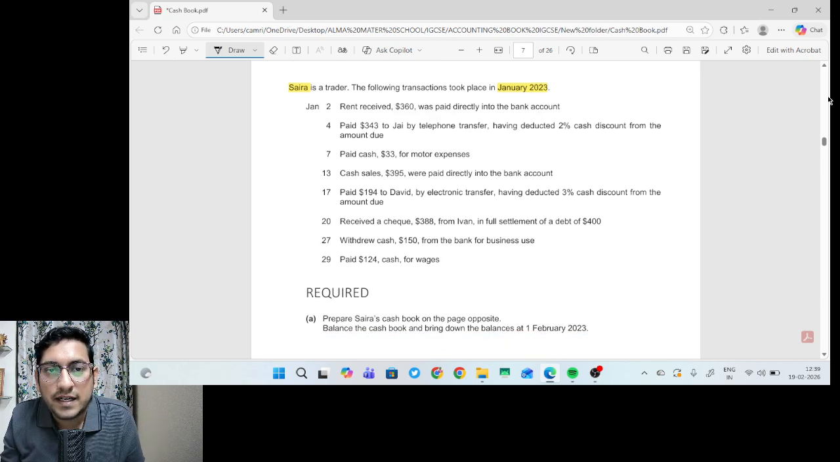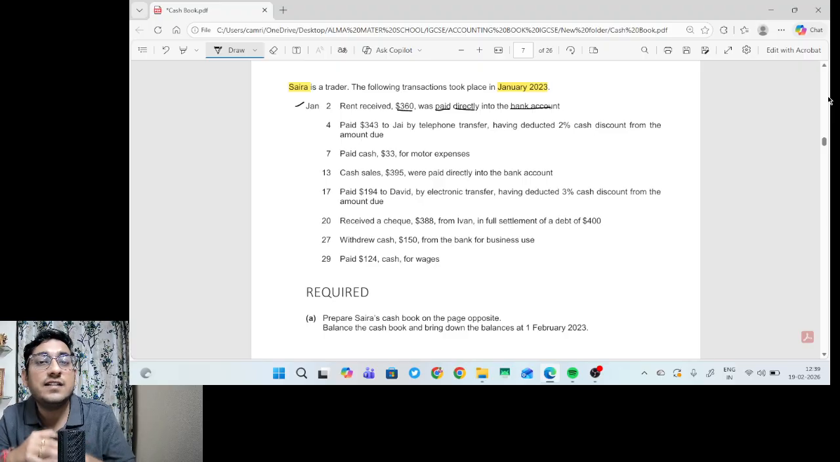The first entry, on January 2. Rent received $360 was paid directly to the bank account. So can I say this is the rental income for us which is received? So what will be the entry? Bank account debit, because what comes in? The money comes in the bank account. So bank account debit, and for what has the money been received? The rental income. So bank account debit, rent receivable account credit.